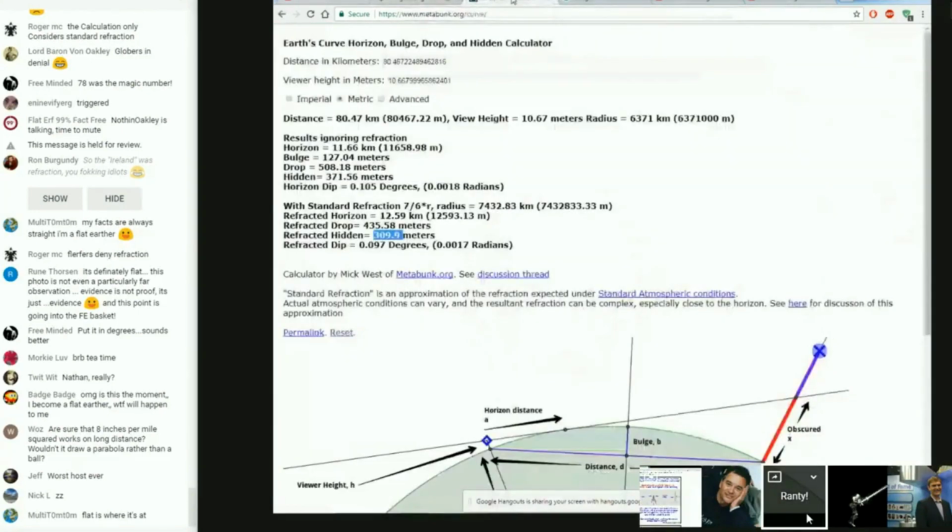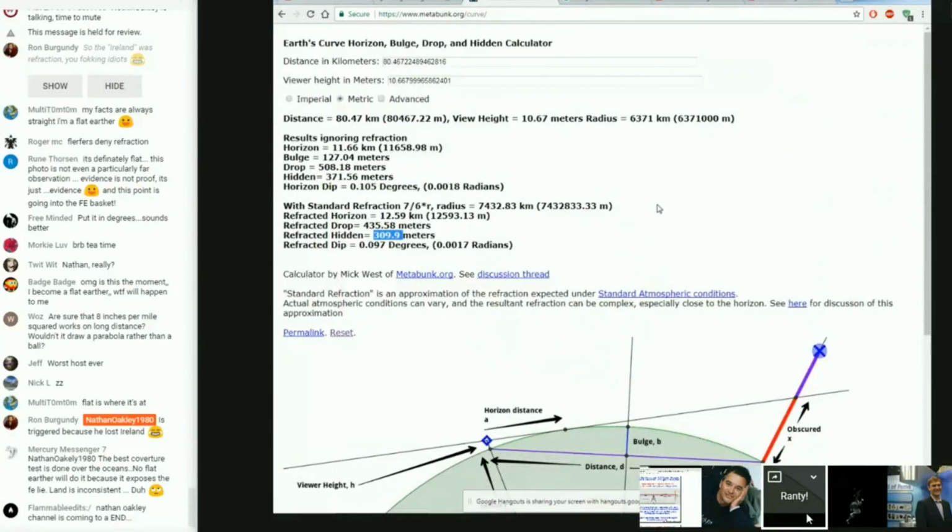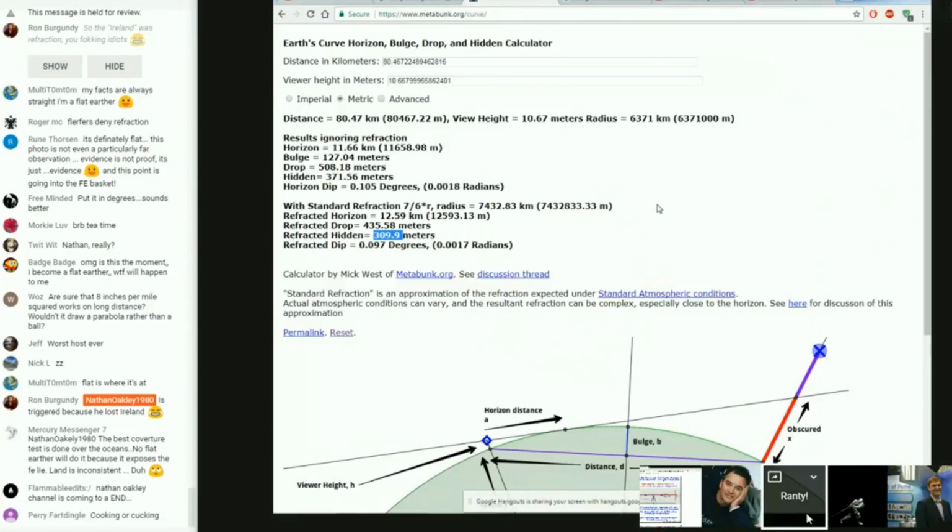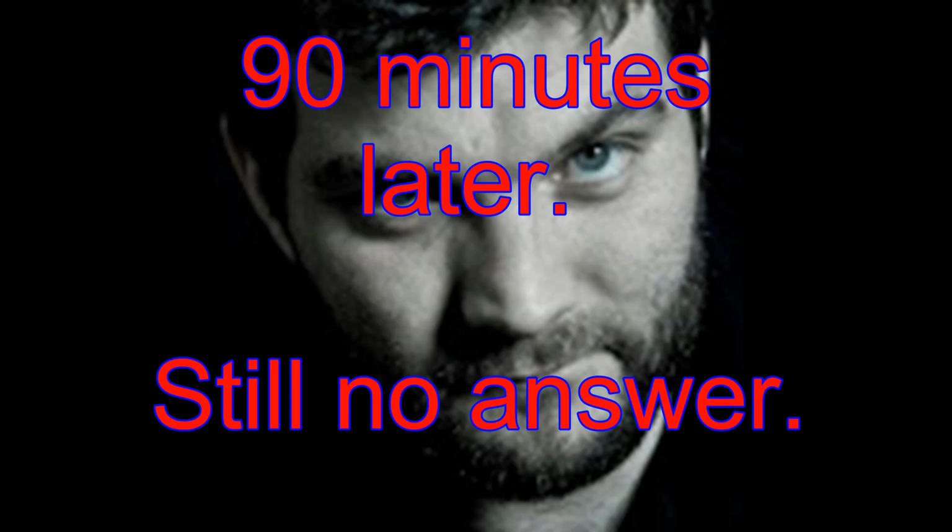You're claiming that landmass can be brought back by refraction. It cannot be brought back by refraction. Do you understand?